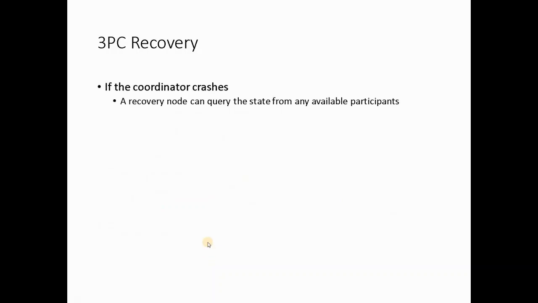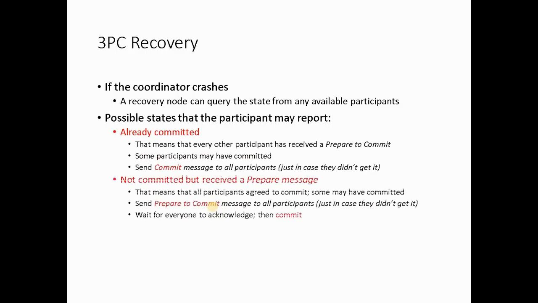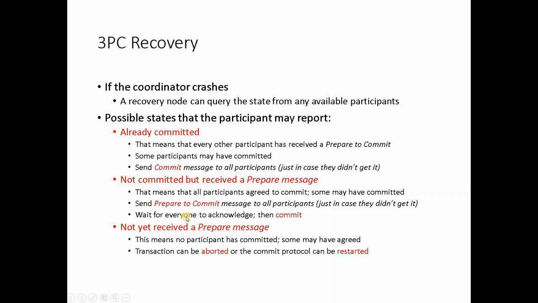So let's look at the recoveries. If the coordinator crashes, then the recovery node can query the state from any available participant. A possible state that a participant may report in this case is already committed. That means every other participant may have received the prepare commit. Some participants may have committed, some not. In that particular case, the recovery node can send the commit message to all the participants. Let's say it's not committed but received a prepare message. This means that everybody agreed to commit. So the recovery node, as coordinator, has to send the prepare commit to everyone and wait for their acknowledgement. Let's say it has not yet received the prepare message. That means the participant has not committed. Some may have agreed. So that means you can restart the protocol.